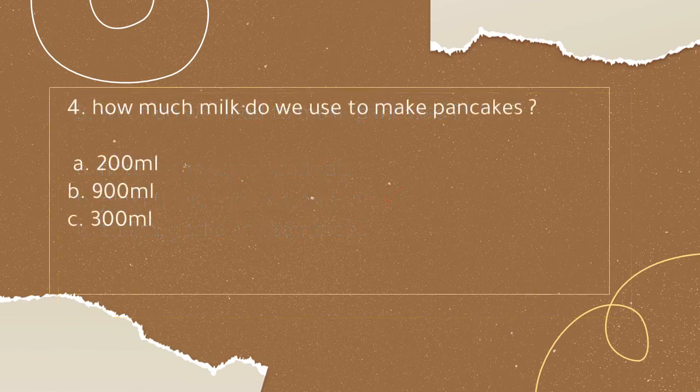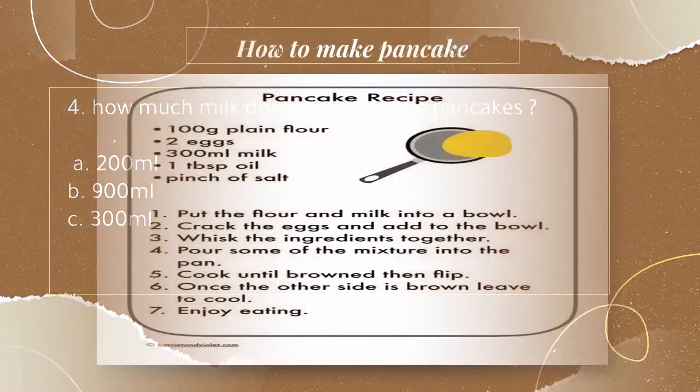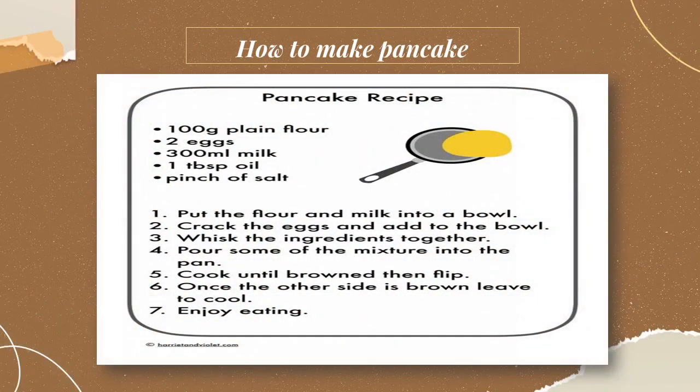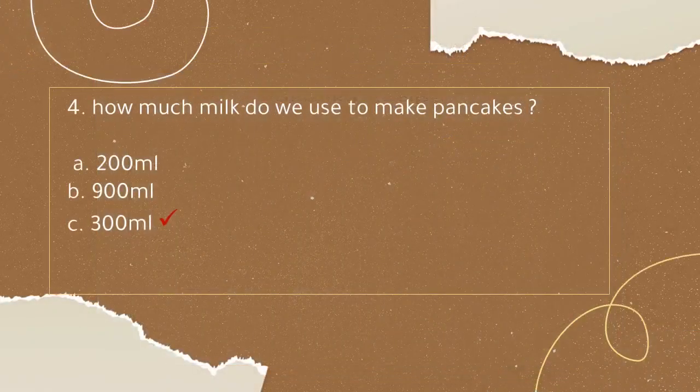Move to the next question. How much milk do we use to make pancakes? A. 200, B. 900, or C. 300. What is the best answer? A, B, or C? Now, look again at this picture. We need 300 milk to make pancakes. It's C, 300.